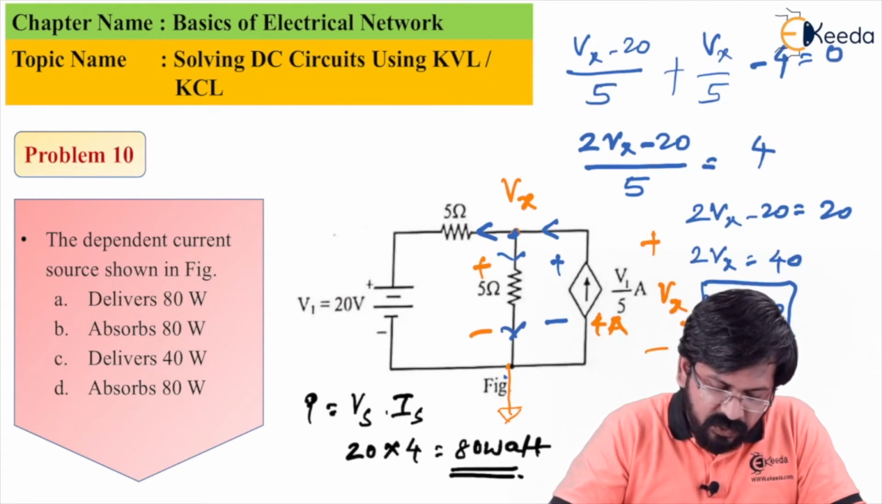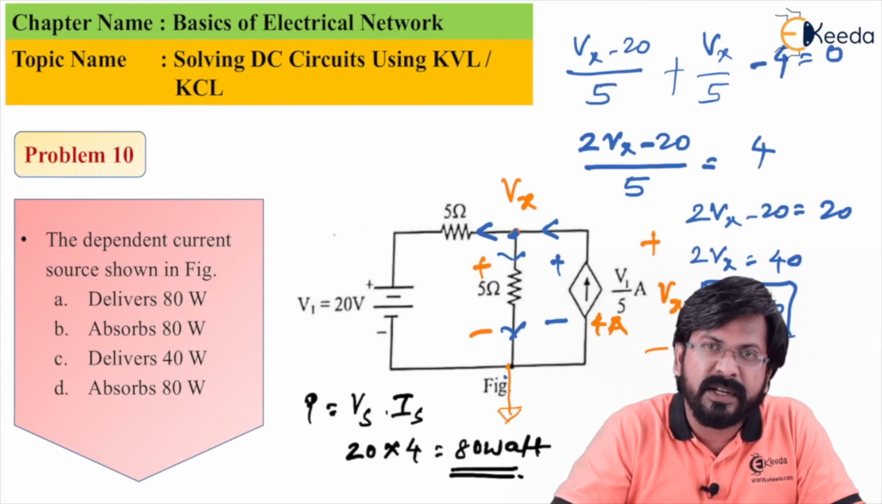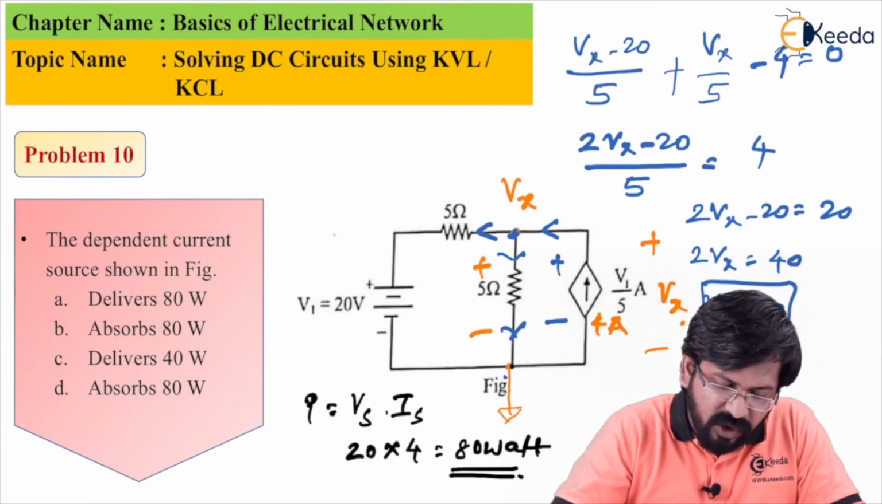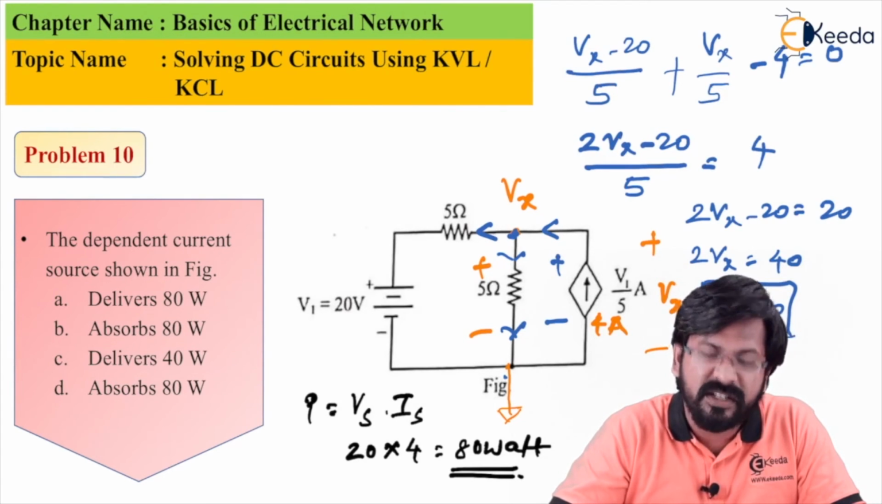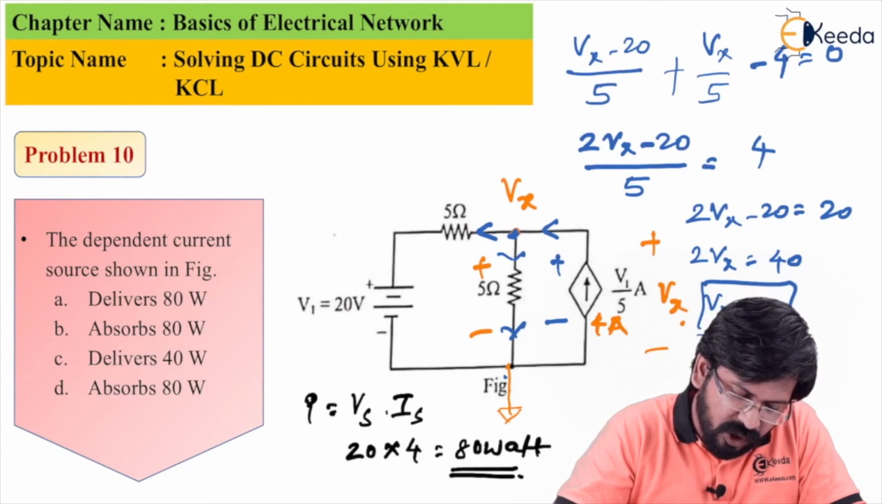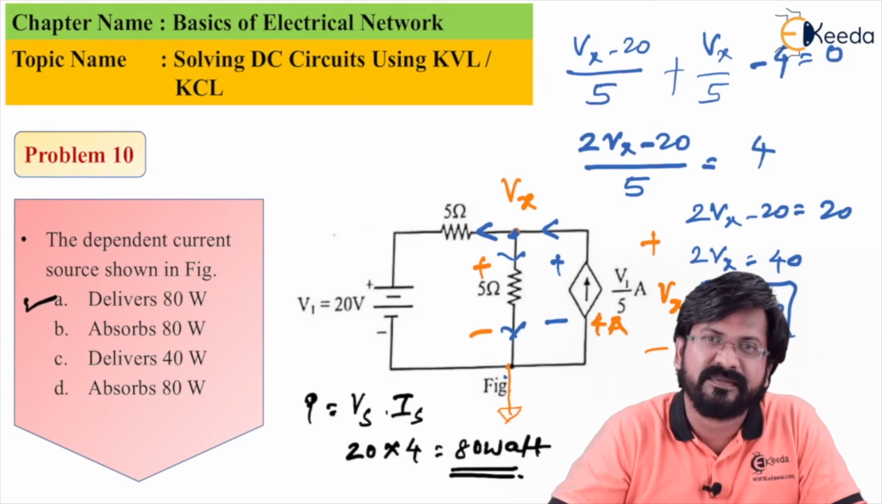So as you can see, option A and option D both claim that it is 80 watt, but one of them says it is delivering 80, and the other says it is absorbing 80. So what is the correct answer? We have already determined that it is delivering the power. Therefore, option A is the correct option.